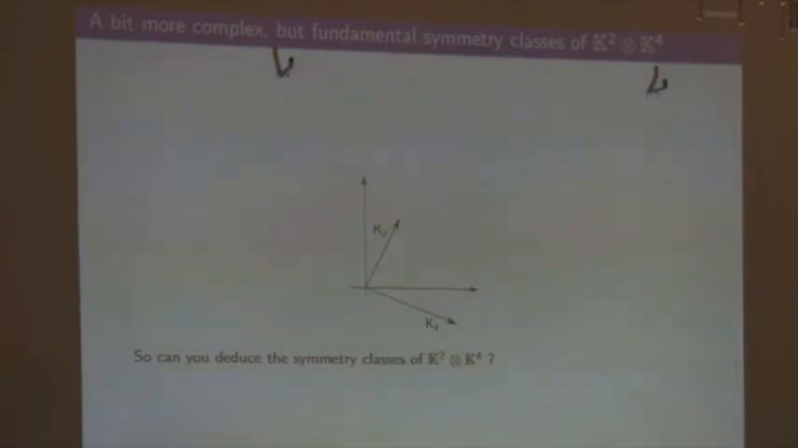So we can play too with this graphical rule. It's almost formal, but it's how to see things. We can play graphically to deduce what are the symmetry classes of this kind of representation. This representation, okay, we study a space that decomposes into K2. It's a direct sum and not a tensor product, so there is a typo. And K4. Okay, how can we deduce the symmetry classes of this space?